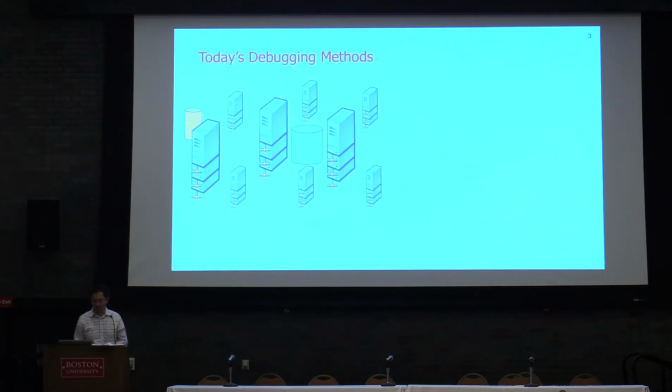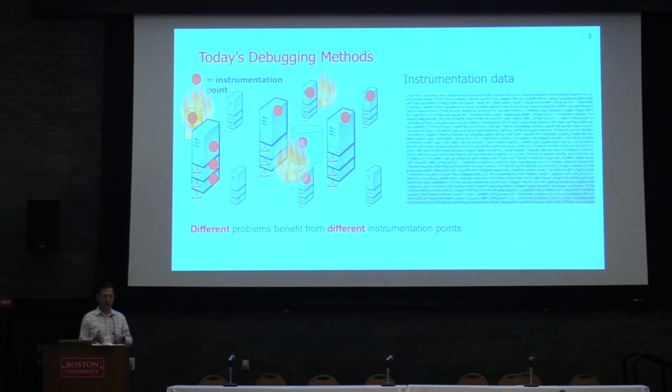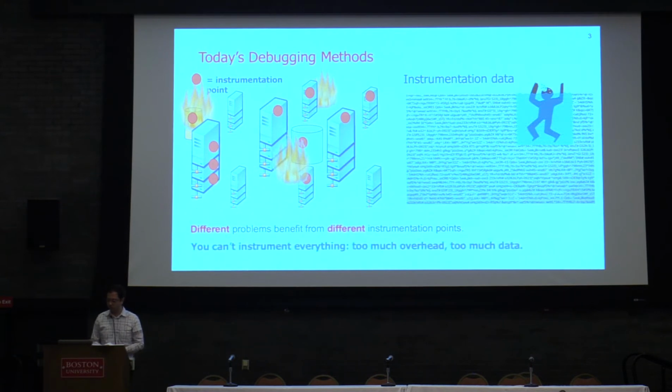Today's debugging methods rely on instrumentation points to find out where the problem is coming from, like John has talked about. The problem with this is that different problems benefit from different instrumentation points. And if you want to instrument everything to catch any possible problem that may happen in the future, then you will be just collecting instrumentation data with your system instead of doing useful work.